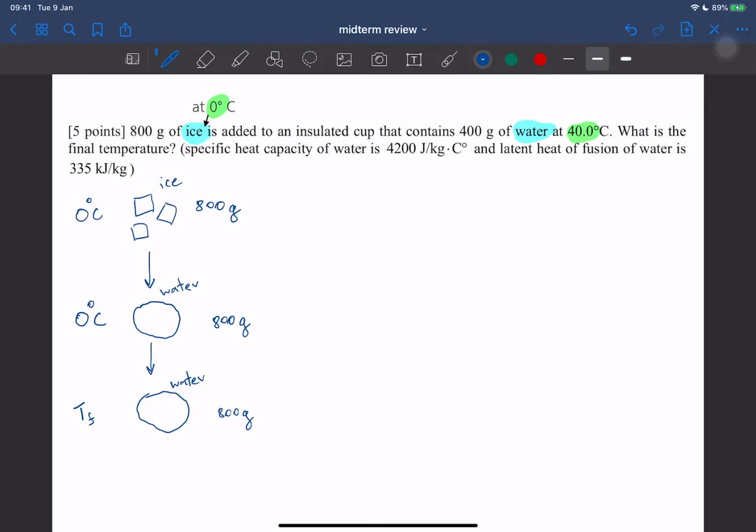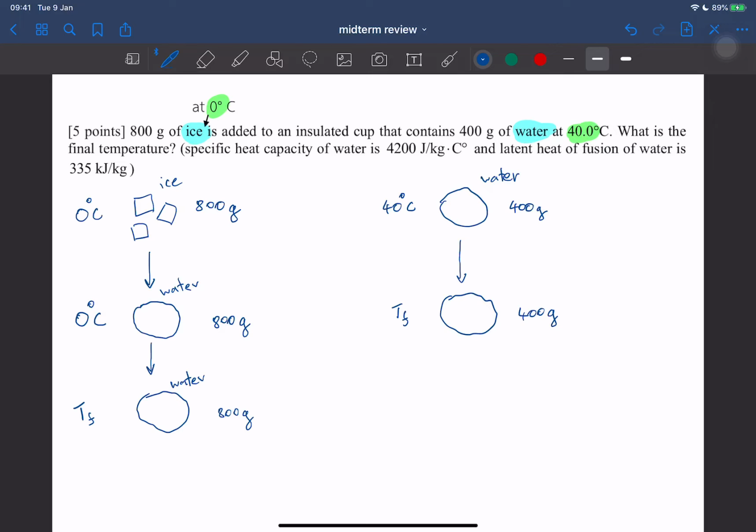This is for ice. Now we have water. The water part is easy because we just get a decrease in the temperature. So starting at 40 degrees Celsius, then it will just go to the final temperature like this. Water, right? So this is what we think is gonna happen.